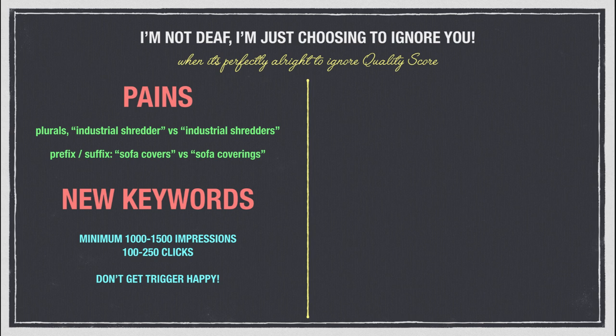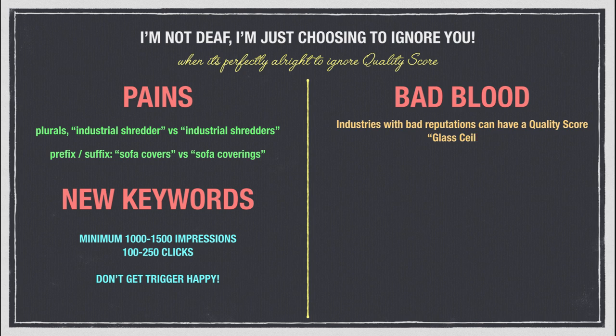We've seen a number of cases where there's quite literally an industry glass ceiling you hit with quality scores. The legal, financial, and pharmaceutical industries are familiar with this issue. Some of these industries have gotten a bad reputation with Google after a deluge of advertisers sending traffic to shady and untrustworthy sites. As a result, Google adopted a guilty until proven innocent policy with certain keywords.